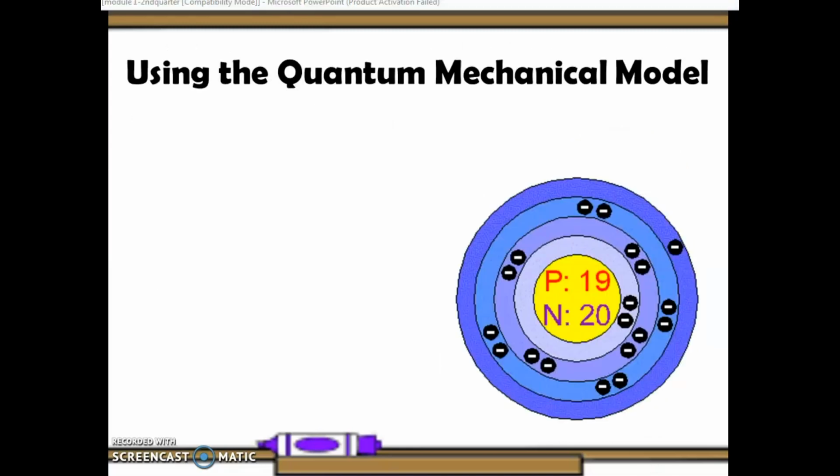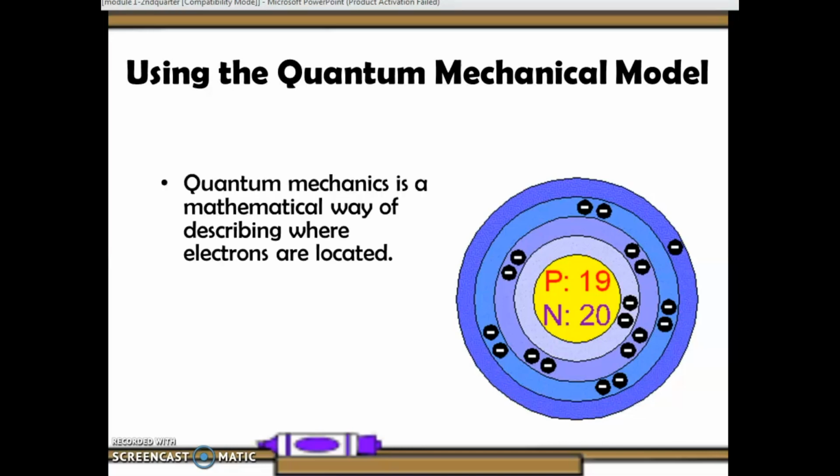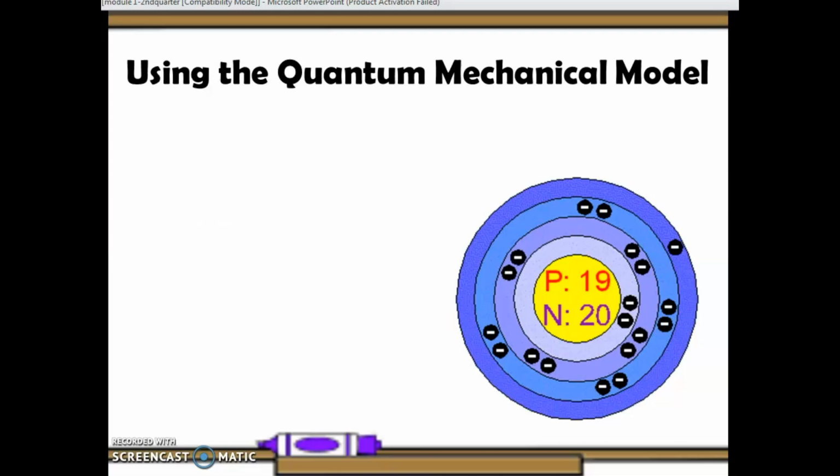The quantum mechanical model presented by Schrödinger was based on a mathematical equation and views the electron as a cloud of negative charge, but it does not give any information about how electrons move outside the nucleus. Quantum mechanics is a mathematical way of describing where electrons are located. It is based on the probability of finding an electron in the space outside the nucleus.